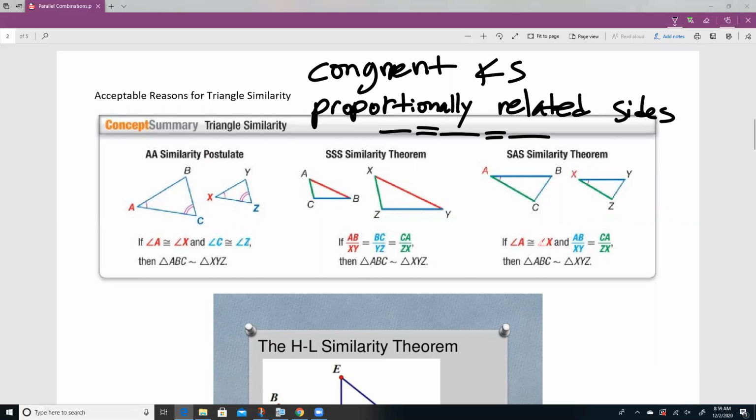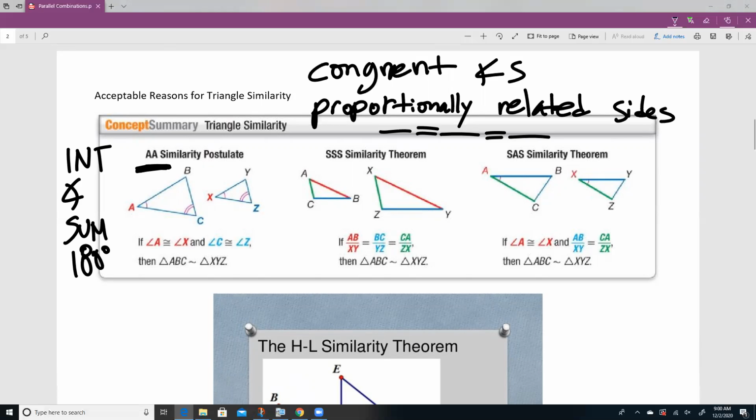First reason, angle-angle similarity. This is the easiest reason. If you can pick any two angles that are congruent, then technically we know that the third angle is also congruent because all triangles add up to 180 on the inside, right? Interior angle sum is always 180 degrees. So if you know two angles are the same, you know that the third angle is the same. So angle-angle similarity is the simplest way to prove two triangles are similar.